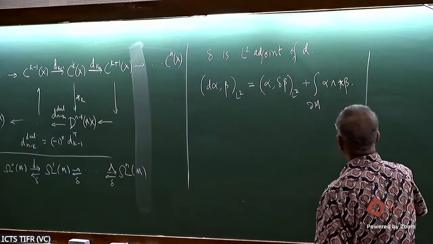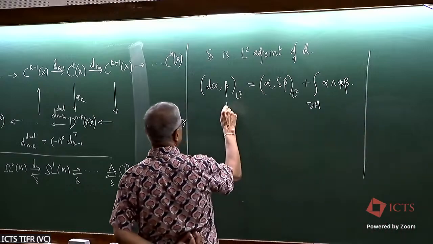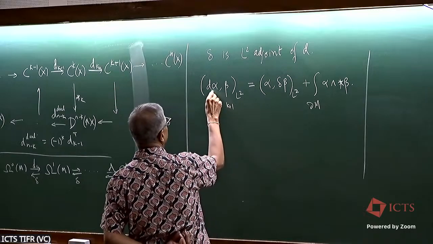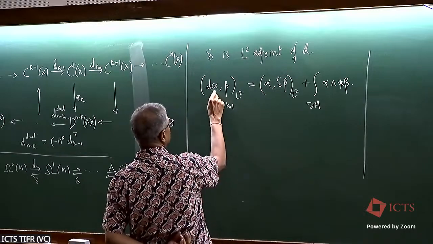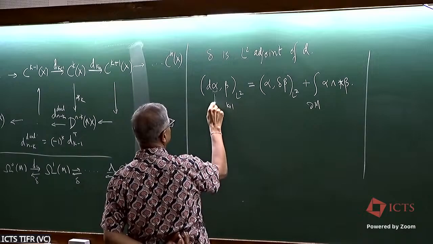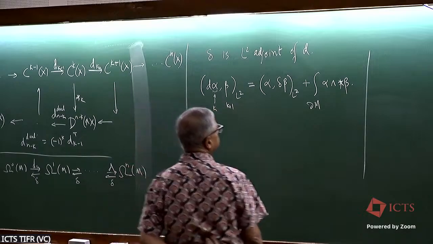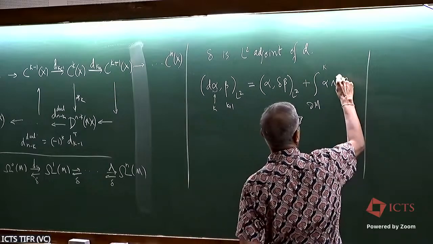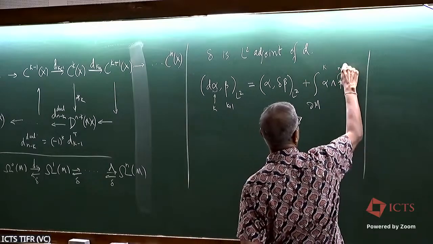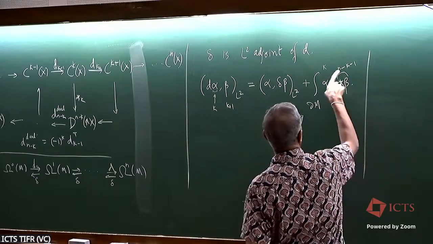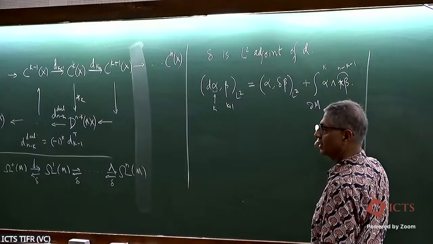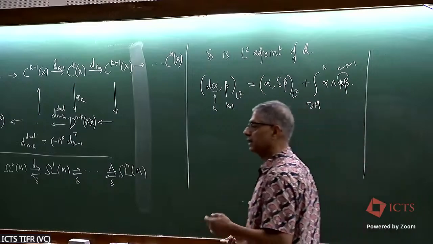So let's say beta is a K form, beta is a K plus 1 form, and alpha is a K minus K form. So alpha is a K form, beta is a K plus 1 form. So the Hodge star will be N minus K plus 1. So this will be N minus K plus K minus 1, N minus 1. And the boundary of the manifold is N minus 1 dimensional.